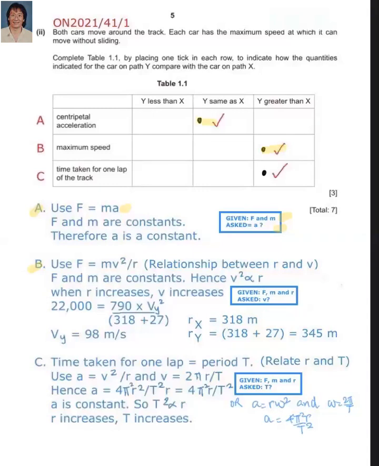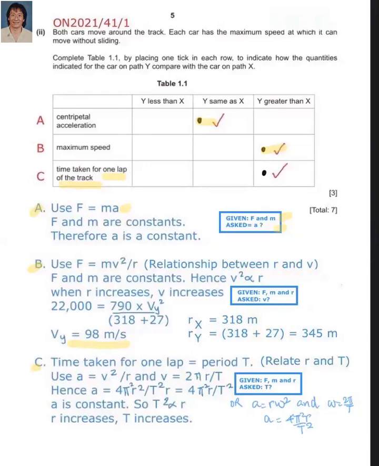You can also use the formula F equals mv squared over R to calculate the maximum speed if the car follows path Y. Substituting the values into the equation will give you Vy, the maximum speed for path Y, which is 98 meters per second, larger than the maximum speed if the car follows path X, 94 meters per second. Then for C, the time taken for 1 lap of the track is the same as the period.